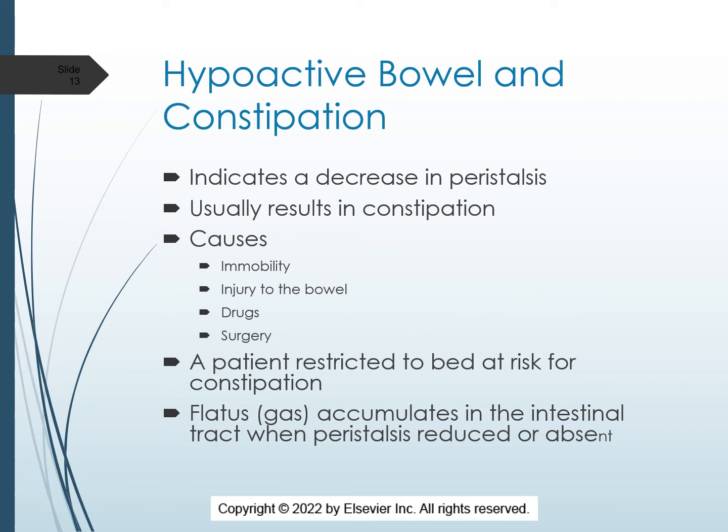An absence or reduction of peristaltic movement of the bowel will result in a hypoactive bowel. In addition, after abdominal surgery, patients can develop a paralytic ileus. This is when peristalsis stops due to the manipulation of the bowels during surgery. Encourage an increase in fiber sources, such as fruit, vegetables, and whole grains, in accordance with the Healthy People 2030 objectives.